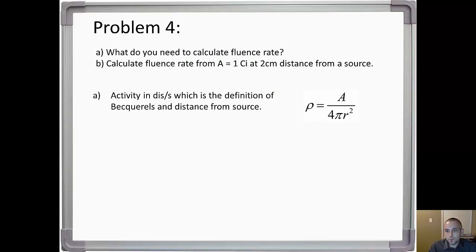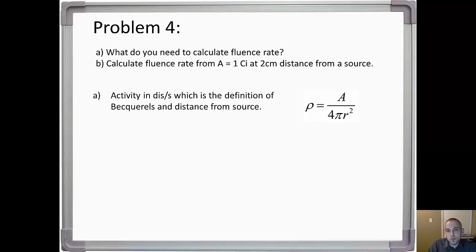So when you're looking at basically if you have a source, it doesn't follow a direct inverse square because you have a volume source. It goes by 4 pi r squared. It decreases by 4 pi r squared. So that's what you need to incorporate into your fluence rate calculation if you do have a radioactive source.